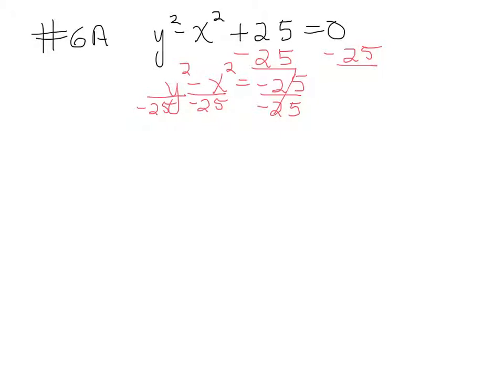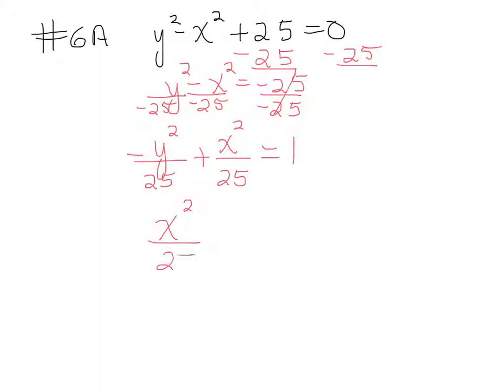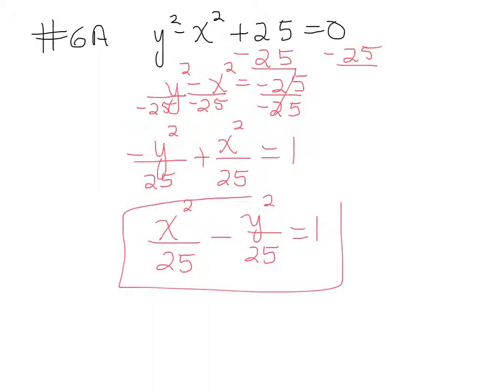And now this is kind of like the homework, problem number 3. Here you're going to have negative y squared over 25. The negative divided by negative is positive x squared over 25. That equals 1. But then you cannot leave it like that. The negative has to be in the middle. That's right. So by the commutative property, we switch those two. And the final answer should be x squared over 25 minus y squared over 25 equals 1. And this is the final answer. Okay? That was 6A.